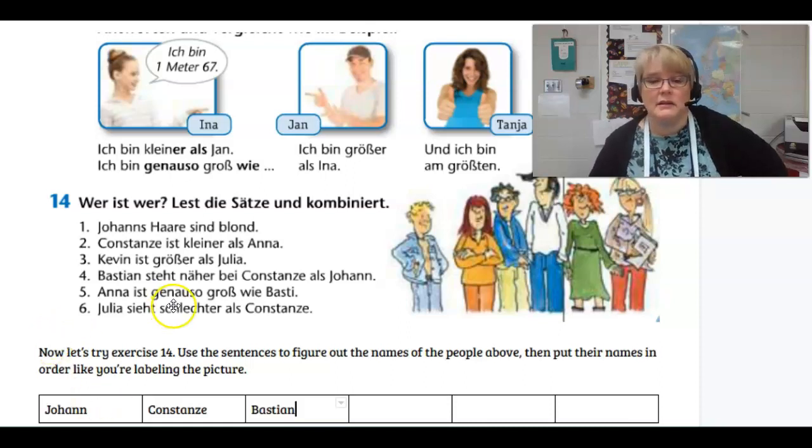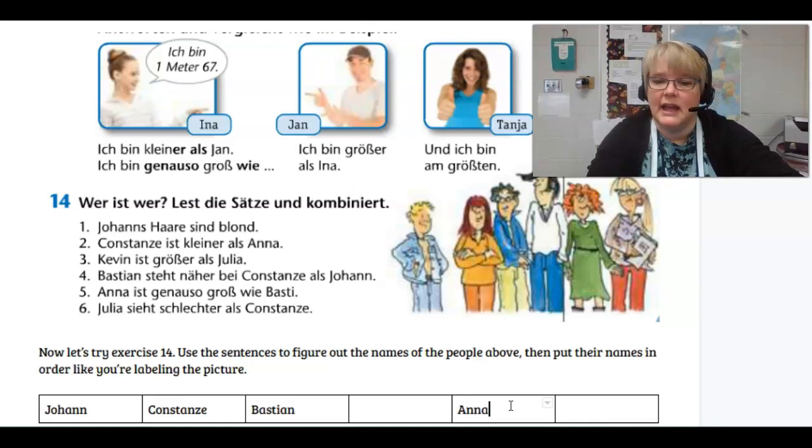All right. Anna ist genauso groß wie Basti. Basti is short for Bastian, which is short for Sebastian. So Basti. Anna ist genauso groß wie Bastian. Okay, there's Bastian right here. Genauso groß. So this must be Anna. Exactly as tall.